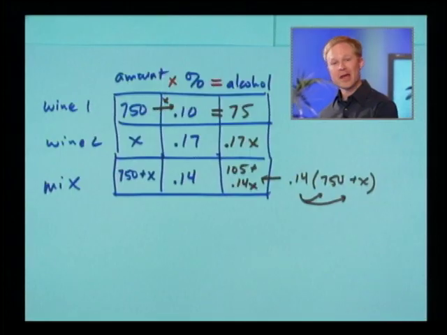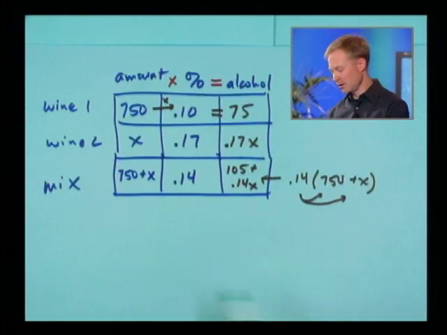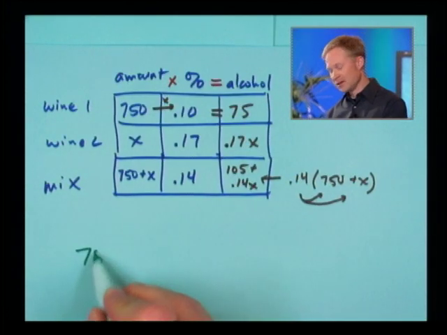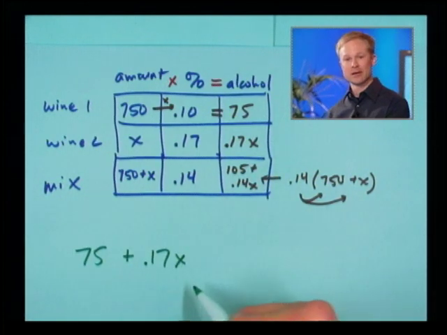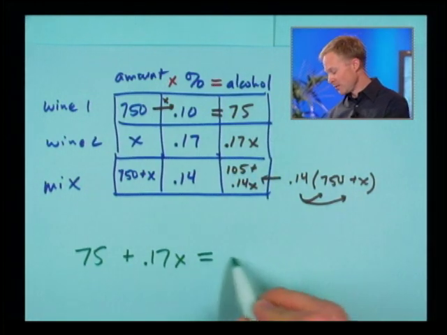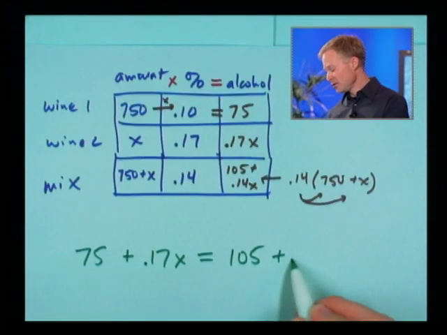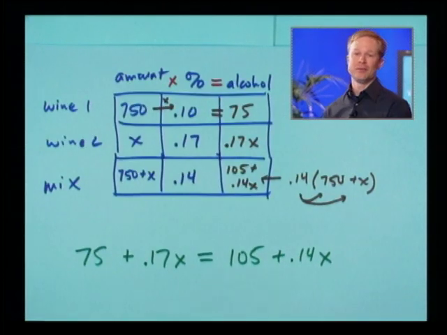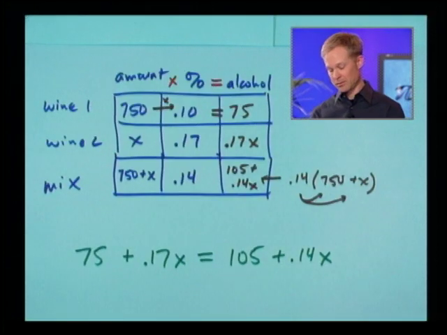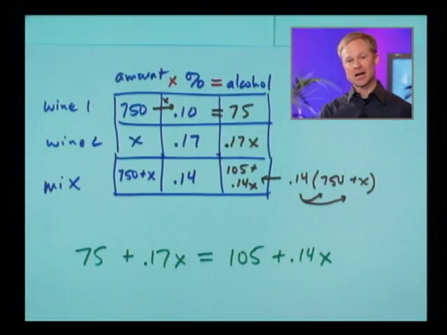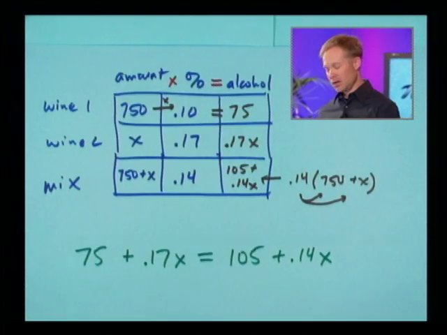So just by thinking about what has to total up here, we're going to have 75 plus 0.17X. That's the amount in the second wine. That has to equal the amount in the mixture. And now you set up a little algebra problem that you can solve. So for a moment, you can forget where all this came from. Just work on solving the equation, and we figure out what X is. We will come back and see what that actually gives us. So a little solving here.